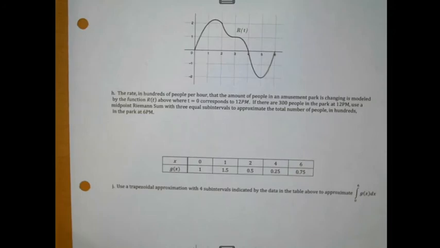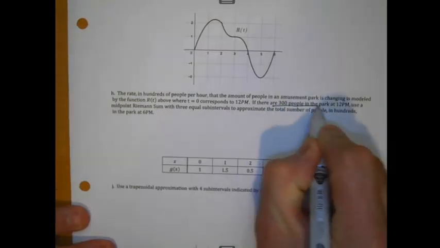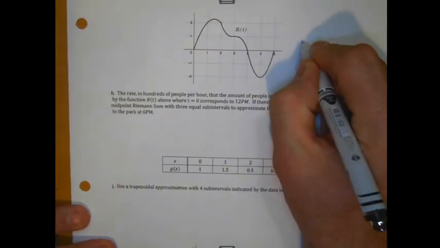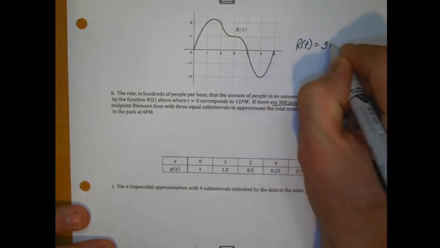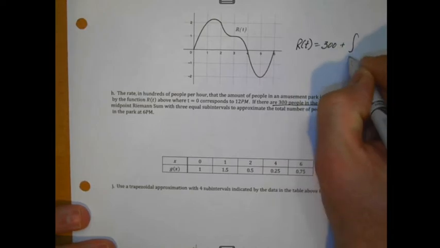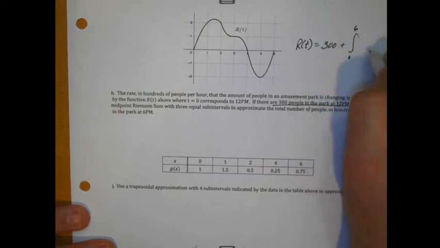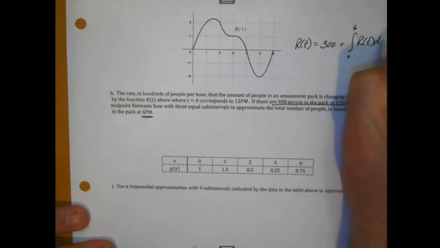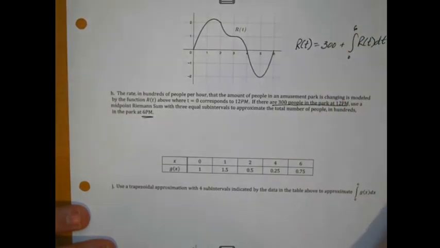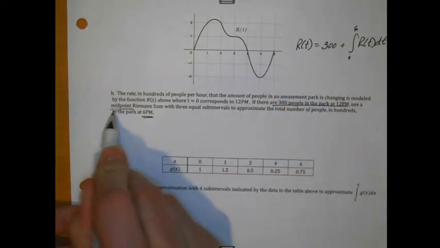All right, the rate in hundreds of people in the amusement park is changing. They want to know if there are 300 people at 12 o'clock. So the number of people is going to be 300 plus the integral from 0 to 6 hours after 12 p.m., to 6 p.m., of r of t dt. Okay, so what we're going to do is we're going to do this, but we have to use the midpoint.